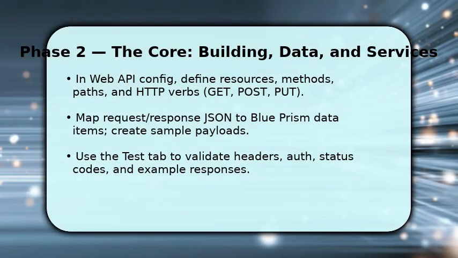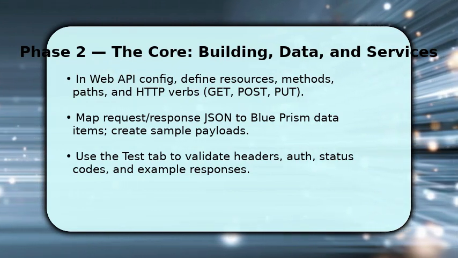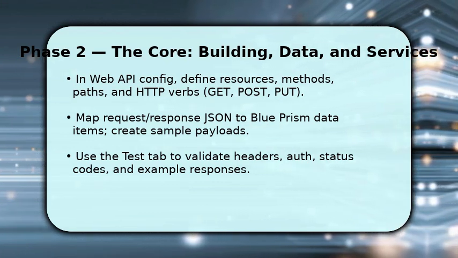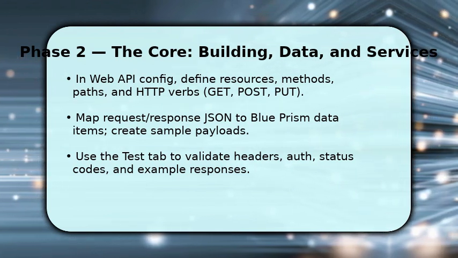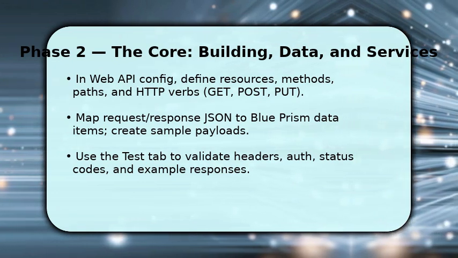Now you map the HTTP methods to actionable Blue Prism methods. Create resources for each endpoint and assign verbs like GET or POST. Clear methods simplify exception handling. Then map JSON fields into Blue Prism data items and collections so you can process responses programmatically.